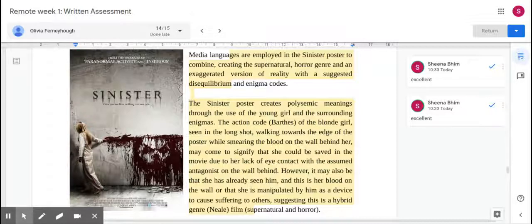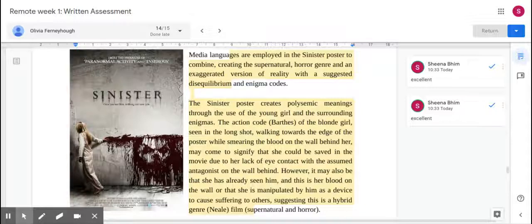So that shot of her walking could signify that she could be saved, but the fact that it's her blood, the fact that she's barefoot, the fact that she's in this room with the bare walls suggests that perhaps she's been abandoned, suggests that perhaps this little girl is the thing that needs to be avoided. Is it her blood on the wall? Also another question. So there are lots and lots of things that we can discuss just from that one point already, from the red drips on the wall signifying blood.